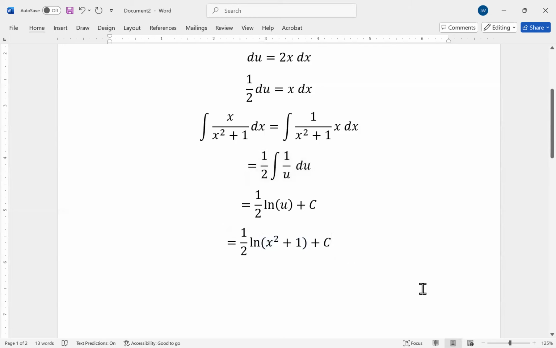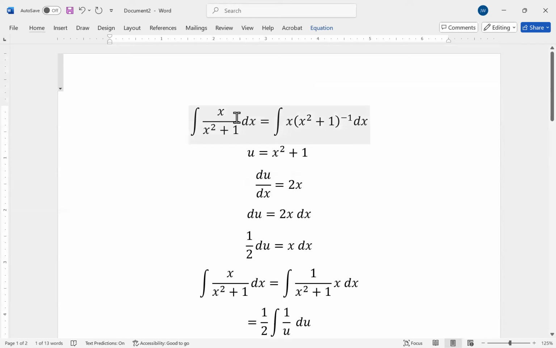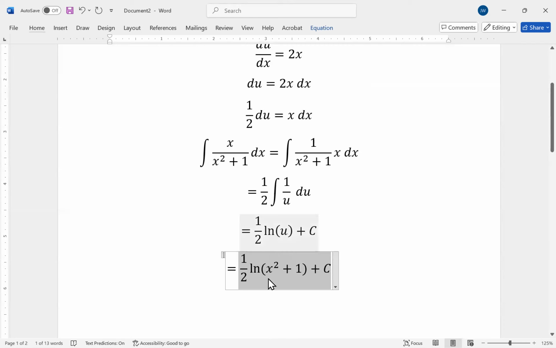So that's how it works. So that is the antiderivative of x over x squared plus 1. It is 1/2 times natural log of x squared plus 1 plus c. And that's my final answer.